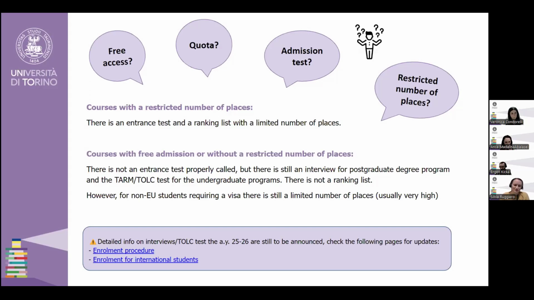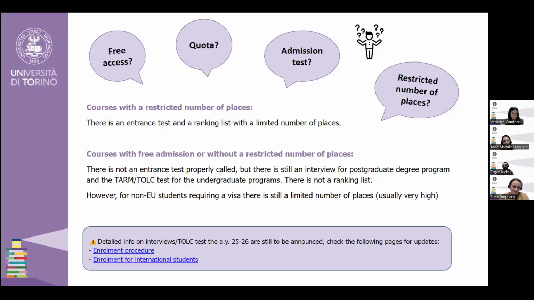Courses with free admission means that there is not a ranking list, and there is not a limited number of places. However, there is still a sort of test, which goes under the name of TARM, and in some cases TOLC, which is just a test to check your entry preparation, let's say. You are admitted no matter the score that you obtain, and there is not going to be a ranking list. So it's just a test that you have to do, but it will not jeopardize your enrollment, no matter the score.